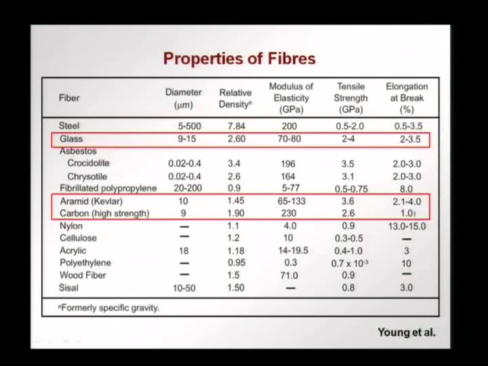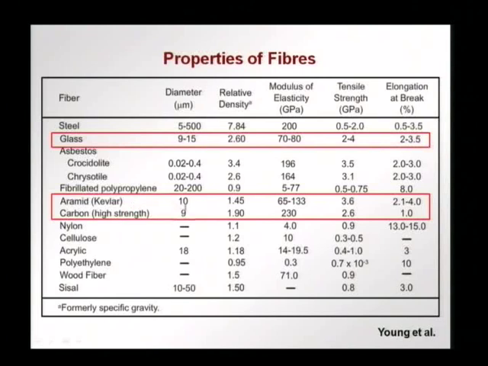Elongation at failure is less than in glass, it is about 1%, and in glass we had 2 to 3.5%. This again is another differentiating factor. Glass fibers could give more elongation in the composite, more ductility in the composite, whereas we will get much higher stiffness with the carbon fiber.